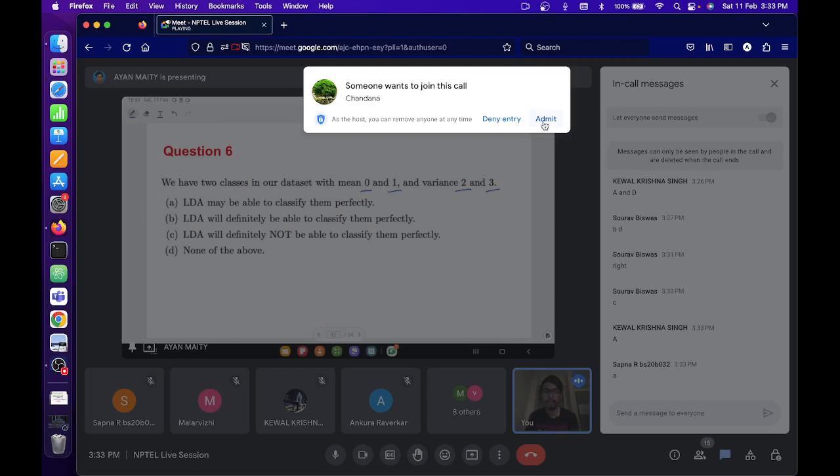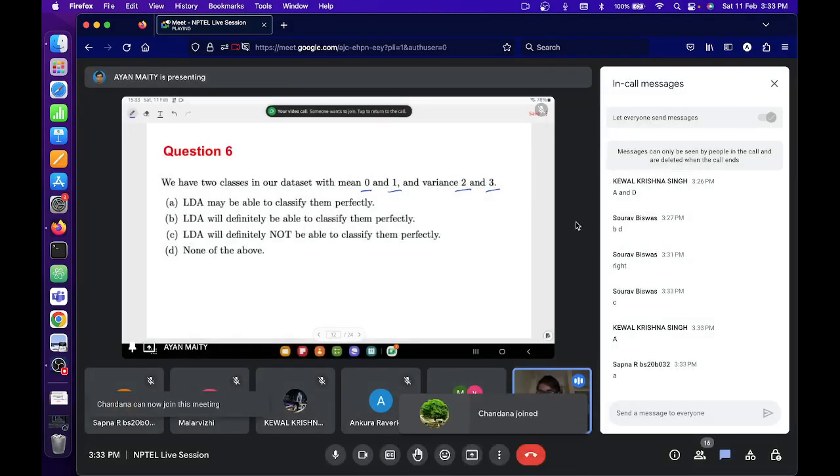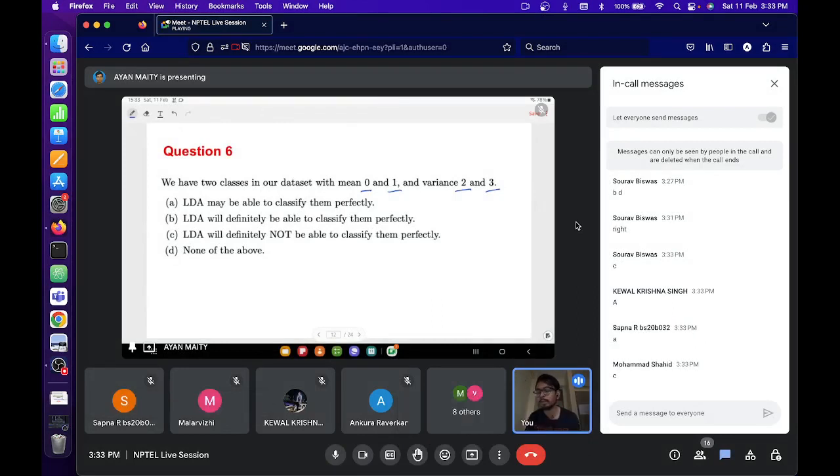Keep in mind that LDA can only linearly classify the data. If the data is linearly separable, only then will LDA be able to perfectly classify the data, because LDA creates a linear discriminant, a straight line between the two classes, to separate them. The mean and variance values of the two classes are given. So what should be the right answer?